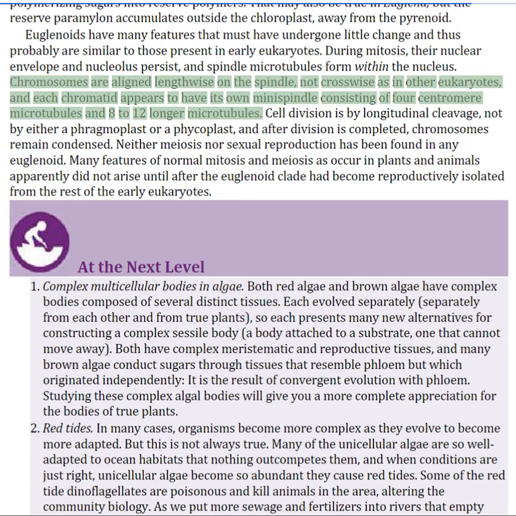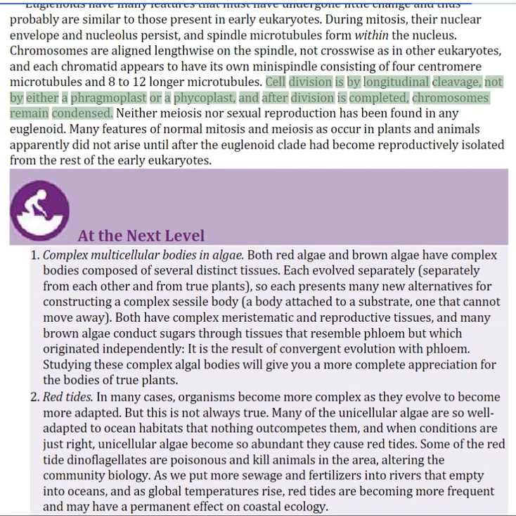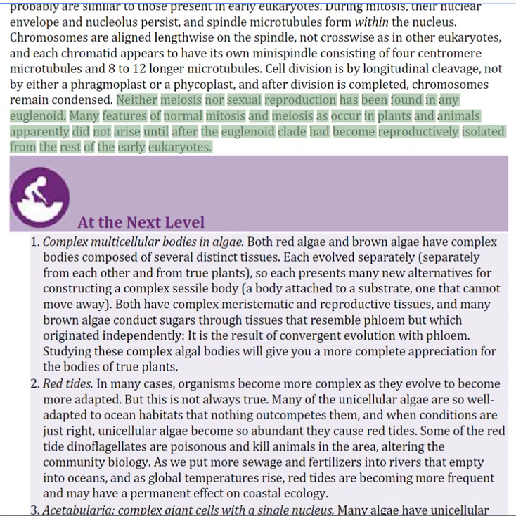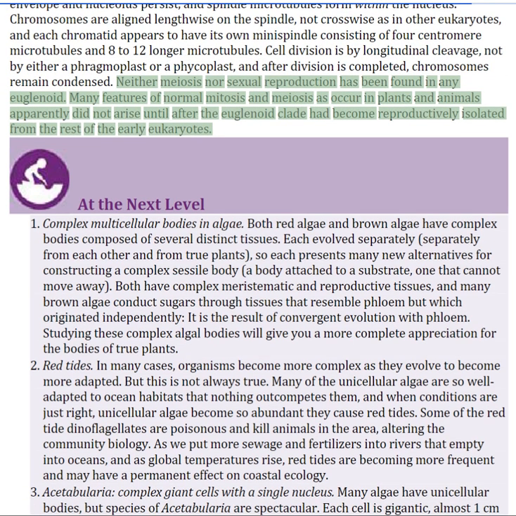Chromosomes are aligned lengthwise on the spindle, not crosswise as in other eukaryotes, and each chromatid appears to have its own mini-spindle consisting of 4 centromere microtubules and 8 to 12 longer microtubules. Cell division is by longitudinal cleavage, not by either a phragmoplast or a phycoplast, and after division is completed, chromosomes remain condensed. Neither meiosis nor sexual reproduction has been found in any euglenoid. Many features of normal mitosis and meiosis as occur in plants and animals apparently did not arise until after the euglenoid clade had become reproductively isolated from the rest of the early eukaryotes.